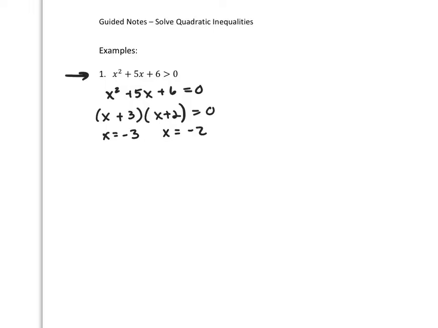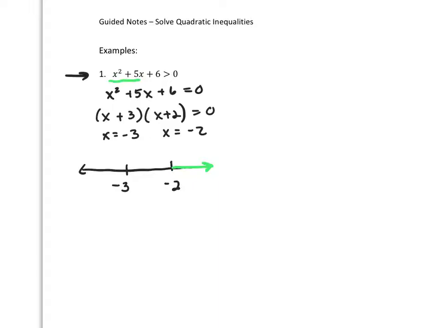The next thing I do, I draw a number line and I put my critical numbers on the number line, making sure you put them in the correct order. And now what I want to do is test each interval. Doesn't matter what order you go in. 0 would be in this interval. I always choose 0 if I can, because 0 is so easy to plug in.